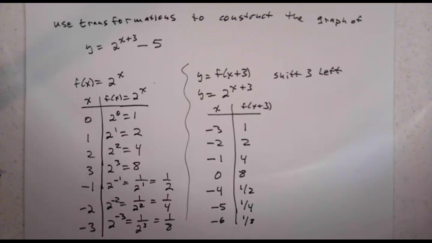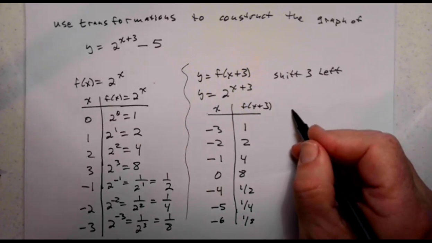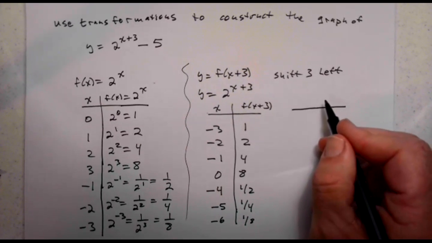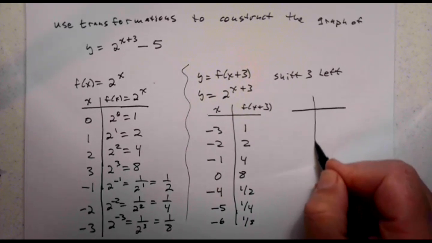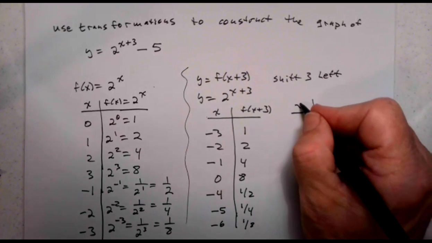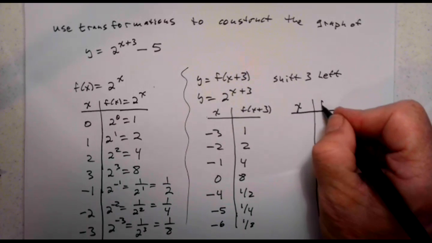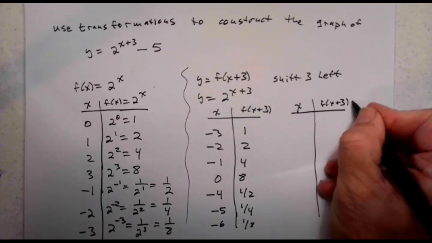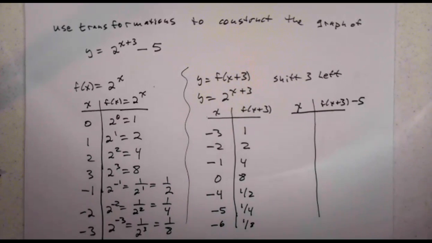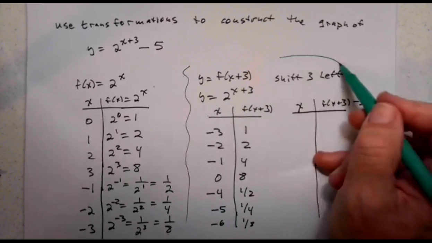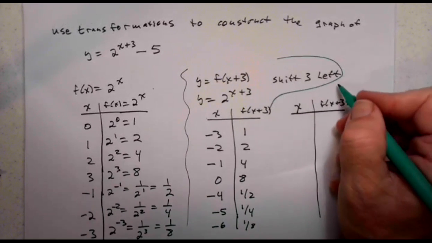Now what do I need to finish? So I currently have y equals 2 to the x plus 3. The last thing I need to do is y equals 2 to the x plus 3 minus 5, right, f of x plus 3 minus 5, that of course is shifting down 5. So we shifted left 3 here. Now we're going to shift down 5.